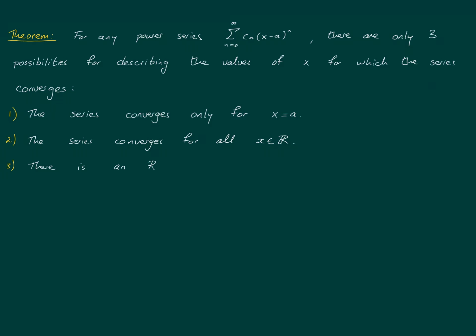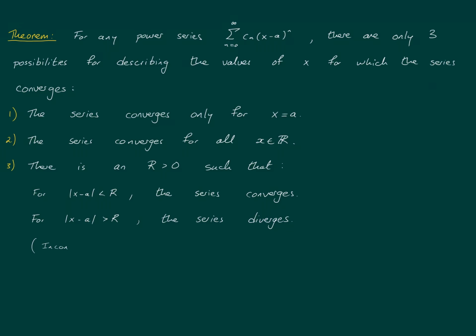Third option, there is a positive r such that for absolute value of x minus a less than r, as in for an x that's less than r away from a, the series converges. For absolute value of x minus a greater than r, the series diverges. And inconclusive on the boundary. So inconclusive when x is exactly r away from a.